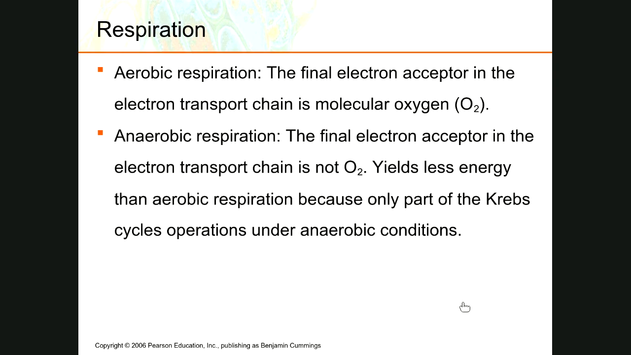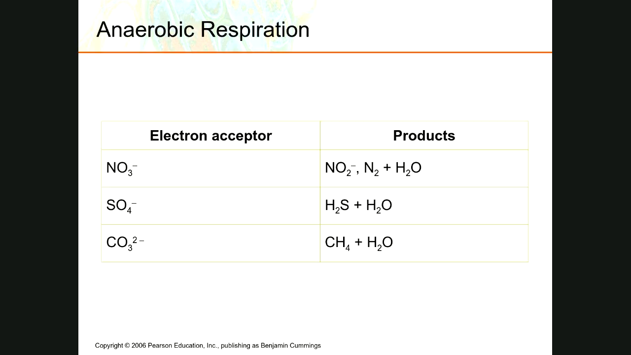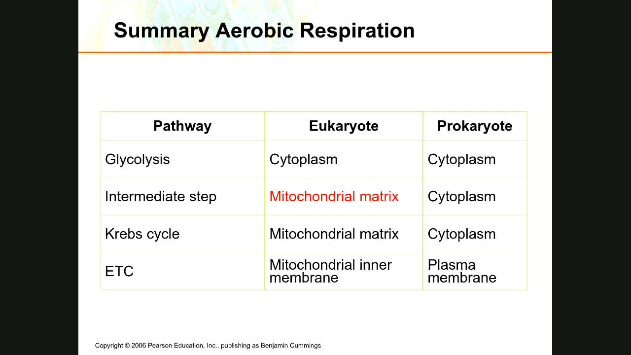In general, anaerobic respiration is not quite as efficient as aerobic respiration, so cells can't make quite as much ATP. But if you're a single-cell microorganism, that's plenty. Some examples of alternate electron acceptors are nitrates, sulfates, and carbonates. Different microorganisms have different metabolic pathways.